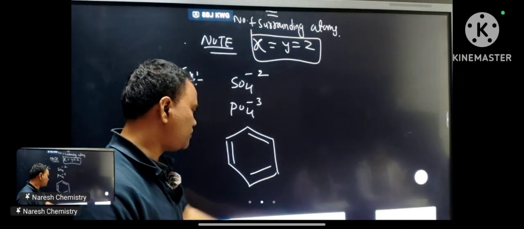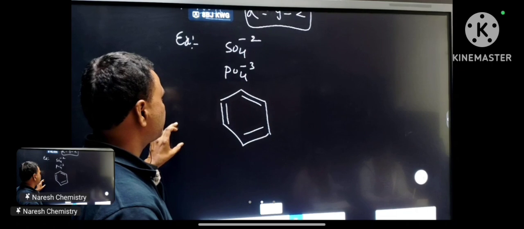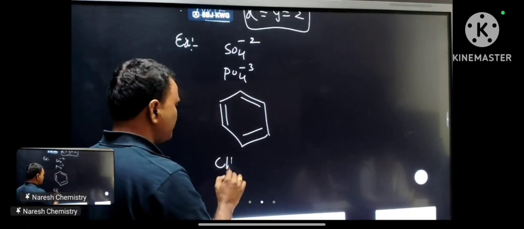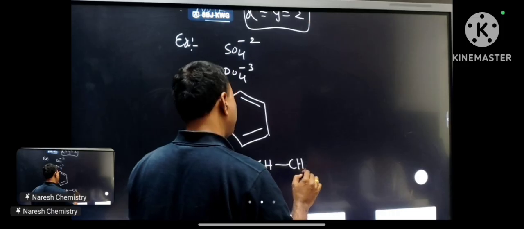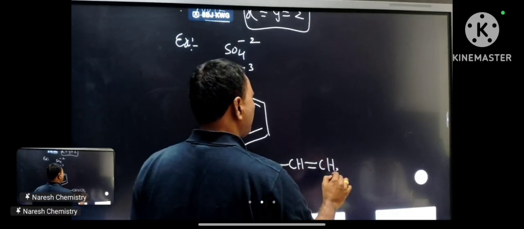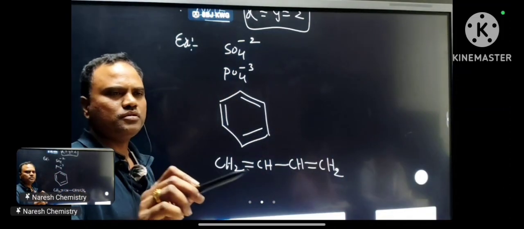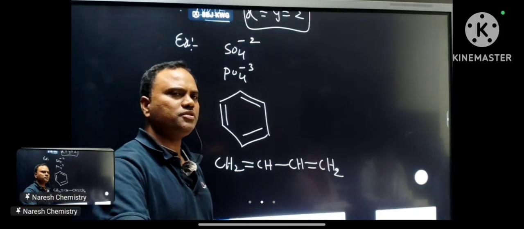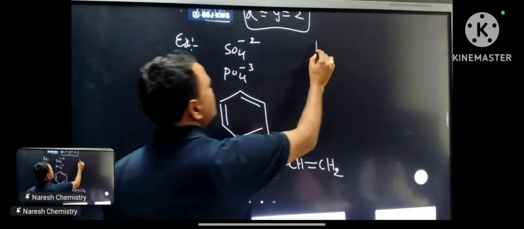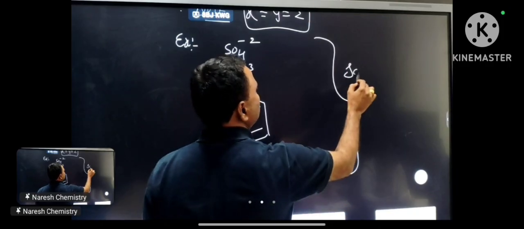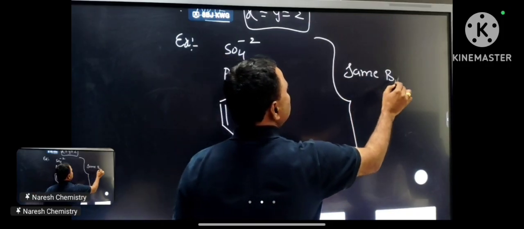In 1,3-butadiene, look at this all of you. All carbon-carbon bond lengths are same. Where resonance is present? In which molecule resonance is present? In that molecule, all bond lengths are same. All these are having same bond length. Same bond length.